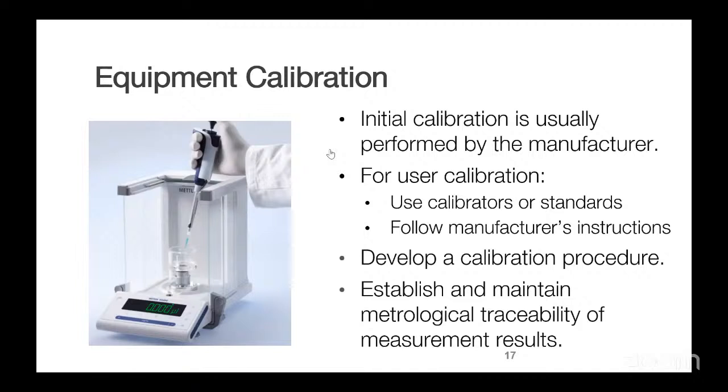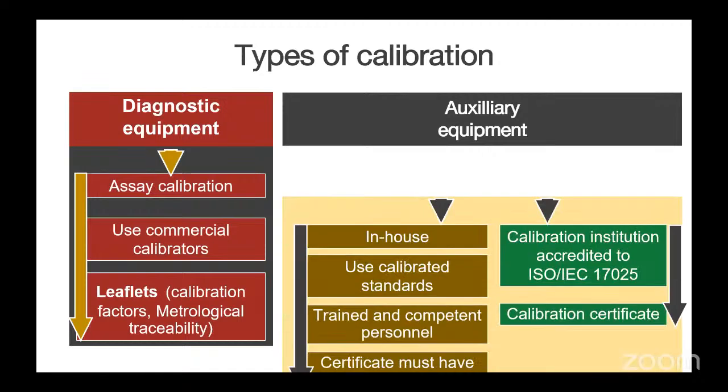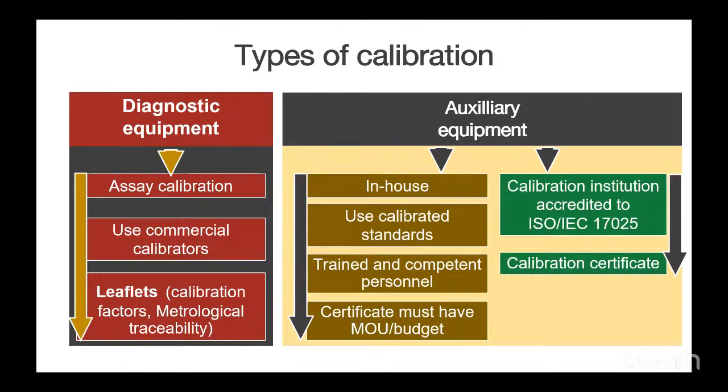Now, after this calibration is done, let's look at types of calibration. We have diagnostic equipment and auxiliary equipment. What are the types of calibration? We have assay calibration. Assay calibration is when you calibrate a particular analyte, a particular test. You could use a commercial calibrator. There's a leaflet for calibrator factors and the metrological traceability on that calibrator and that equipment, which you can use.